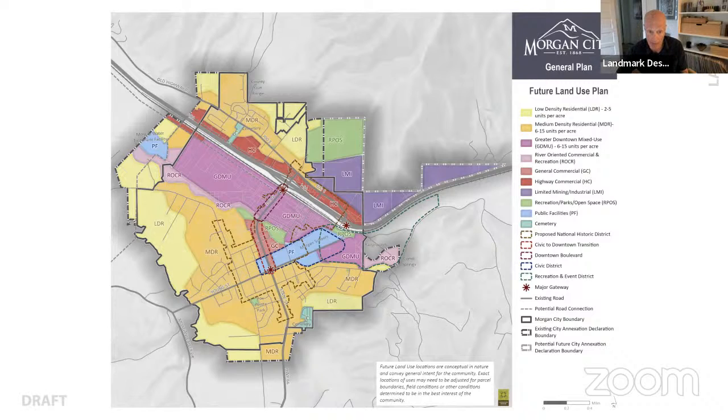We also indicate these major entrances into the city where special action should be taken to improve and really acknowledge the fact that these are the points where people come and go, and they should really be a point of clarity of how to proceed, especially for people that haven't been to Morgan before.